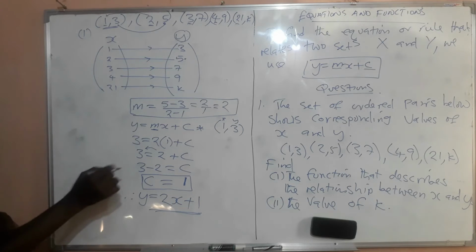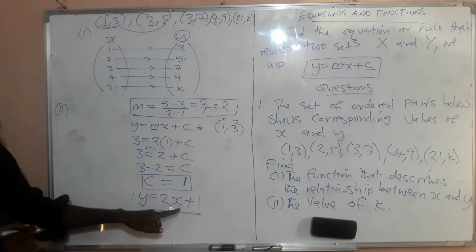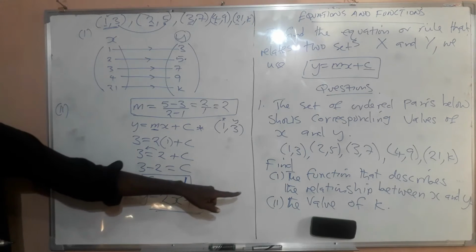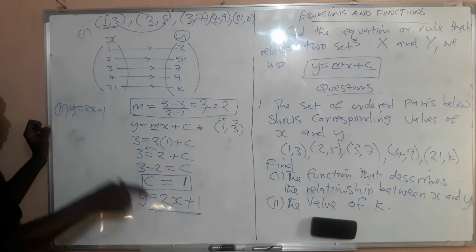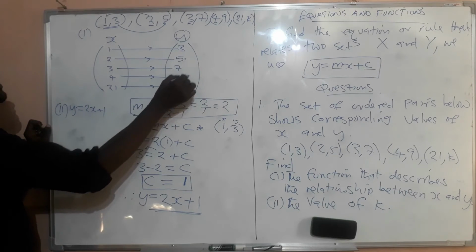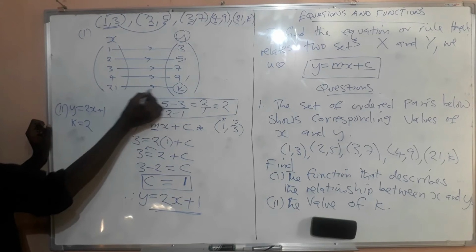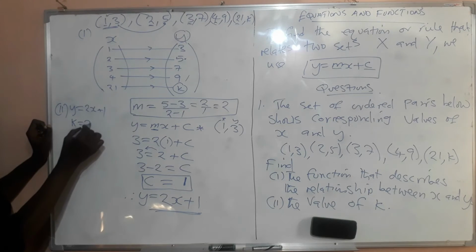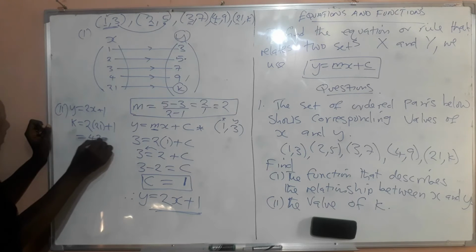And then for number 2, we are going to put it here. For number 2, once you have this rule, it's easy for you to solve. So you have y is equal to 2x plus 1, the one that you found. Here, our k is on this side where y is. So we are going to put k where there is y. And then this k is mapped onto 21. So you are going to have 2 times 21, which is 42, plus 1, which will give you 43.